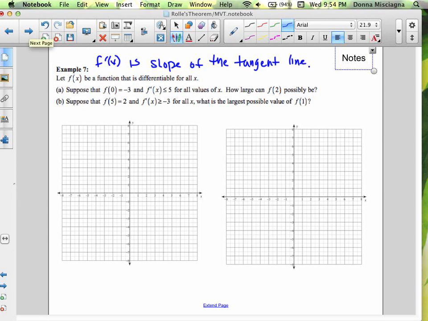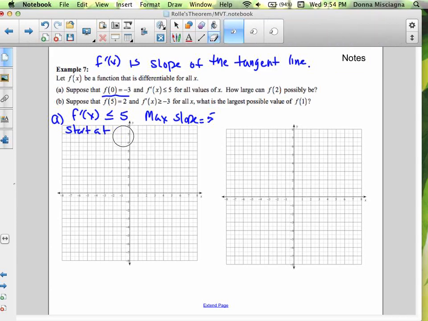And so in A here, this one will be A. Notice it says that the tangent, the slope, has to be less than or equal to 5. So that means the maximum slope is 5. It tells us that f of 0 equals negative 3. So we could start at negative 3, right? Because we're given that value.